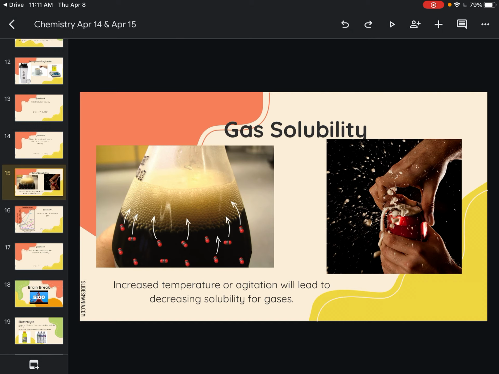So decreased solubility as you have increased agitation when you're dealing with gases. So again, this is with carbonation. Notice all those bubbles forming as you shake it or stir it. That gas is trying to escape the solvent.